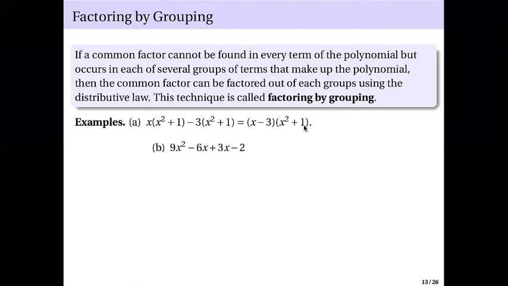Now, for the second one, you have here 9x squared minus 6x plus 3x minus 2. Of course, if you look at the middle terms, they are already decomposed, but possibly in actual problems, what you will only see is 9x squared minus 3x minus 2. Correct? Because minus 6x plus 3x is equal to minus 3x. So in an actual problem, you would see something like this.